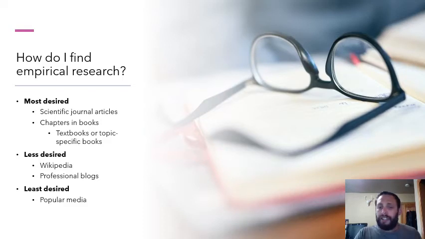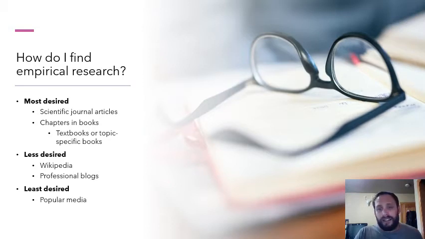I think Wikipedia has changed a lot. They've become a lot more credible over the years in the ways that they cite all their sources, but it's still a less desired way. And now, given that, on your papers, that means I do not want to see you citing Wikipedia at all. In your papers, when we get to that, you will only be citing scientific journal articles or chapters in books. And you'll actually learn how to properly cite those exact things in APA formatting.